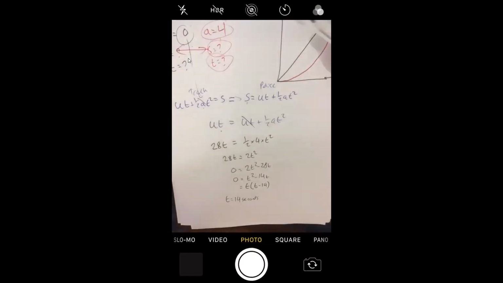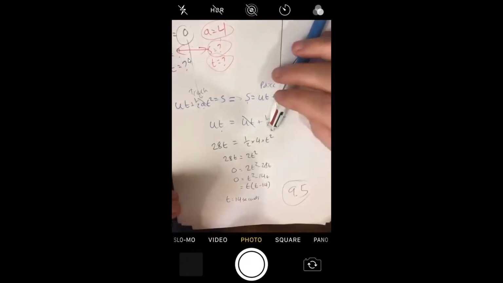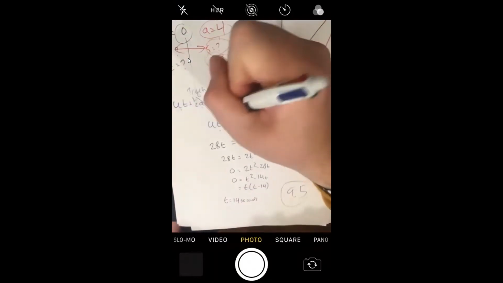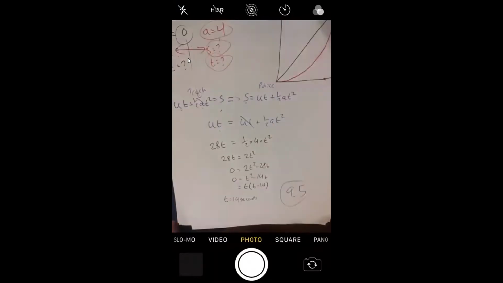Now, this is a very difficult question. And I very much doubt that you get a question like this in 9.5. But why I'm doing this here is because I want you guys to see how we can use our kinematic formulas to calculate something like this.